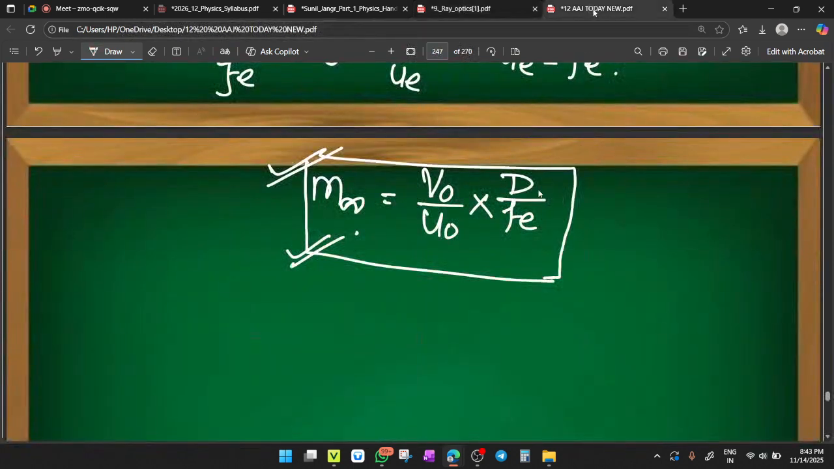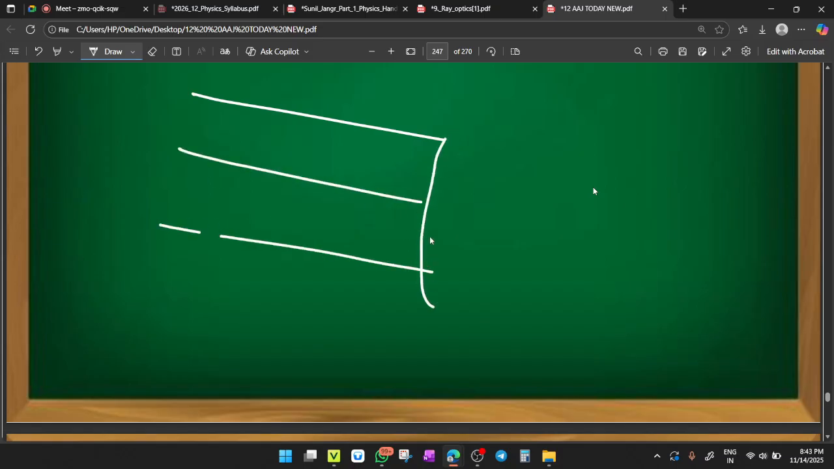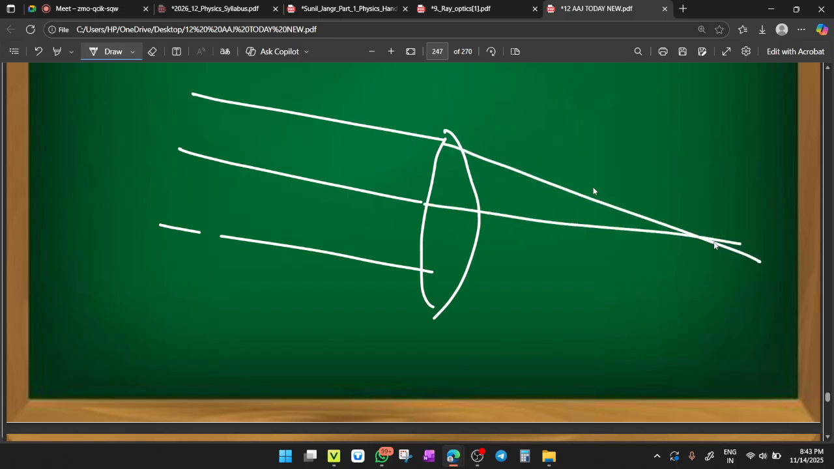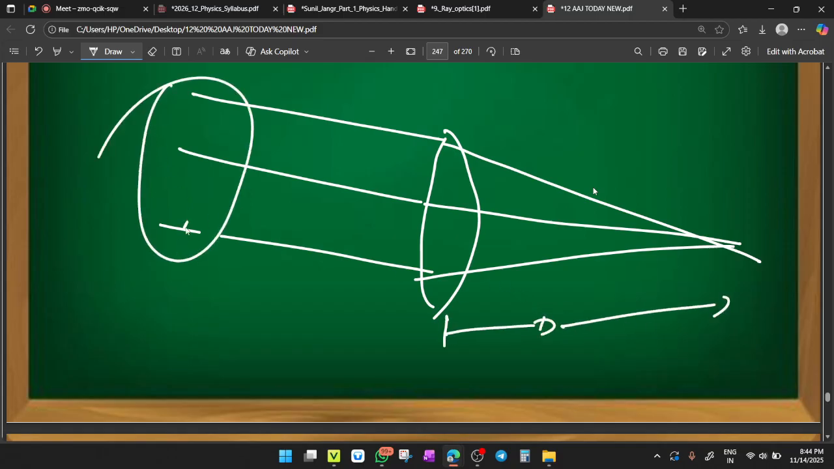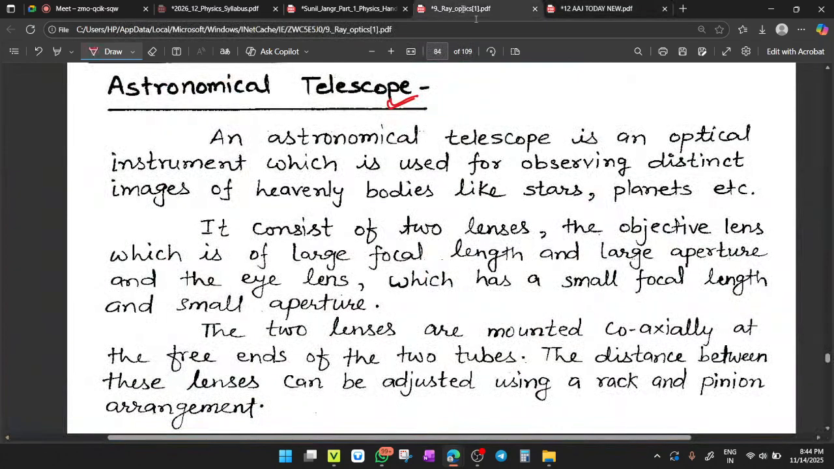Okay, so you can't expect here that your object has to be at least distance of distinct vision, because light rays from infinity will come to the lens and you will have to make their sharper image at least distance of distinct vision. Clear or not clear? Your final image has to be at least distance of distinct vision. But for object, you can't expect.